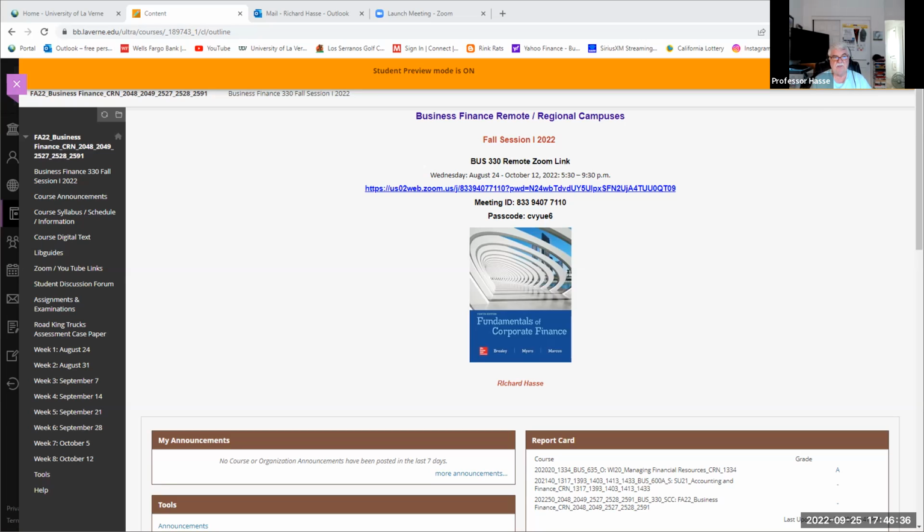Also, I have posted in your file folder in Blackboard a new file folder called Road King Trucks Assessment Case Paper. This is a case paper that you're going to have to be doing in APA format and a spreadsheet analysis, very similar to the work we're going to be doing last week and this coming week in class. This work is due on Tuesday, October 12th, I believe, Tuesday, October 11th. And we will be going over it again in every class up until then.